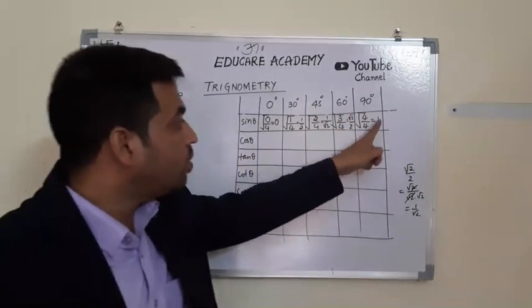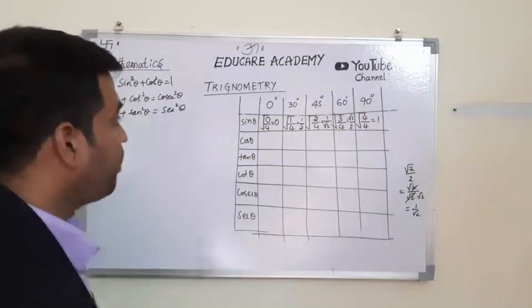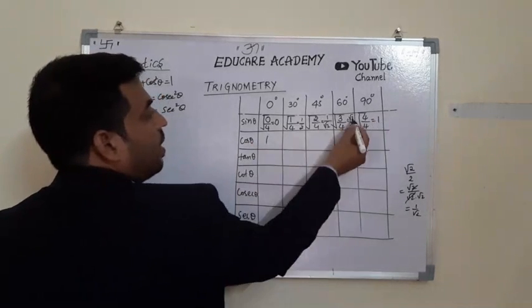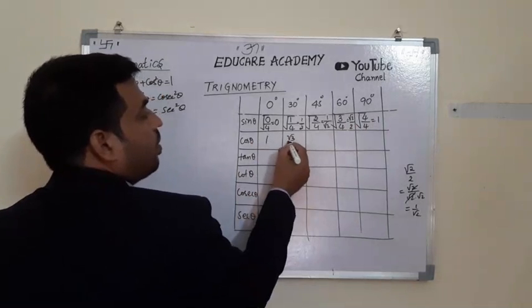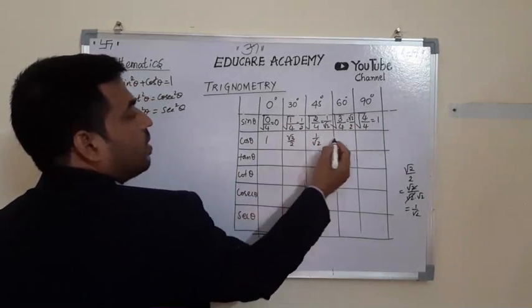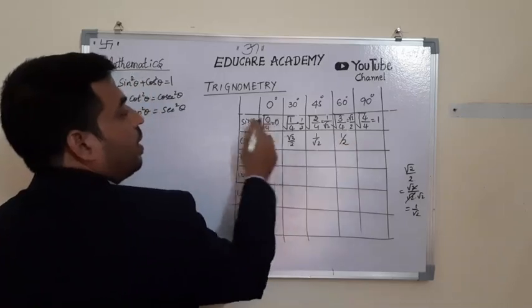Now the same values, take them in the reverse order. First 1 comes here, next root 3 by 2, next 1 by root 2, next half, next.